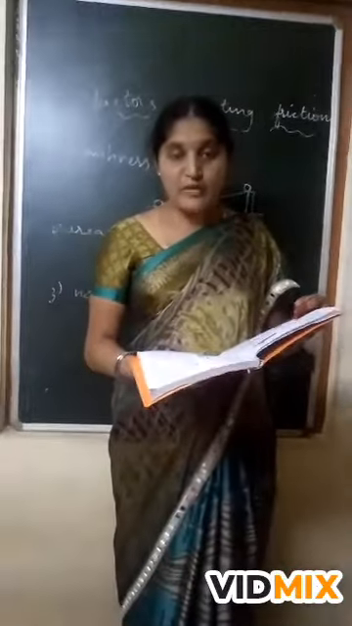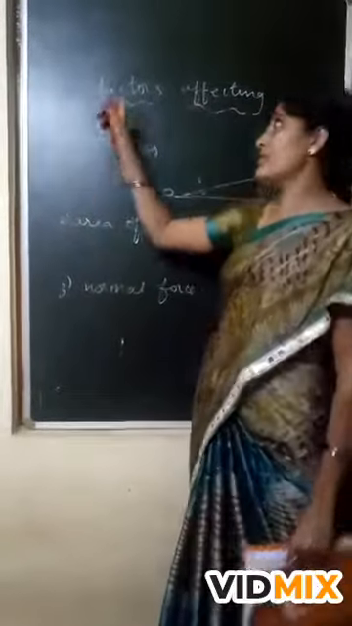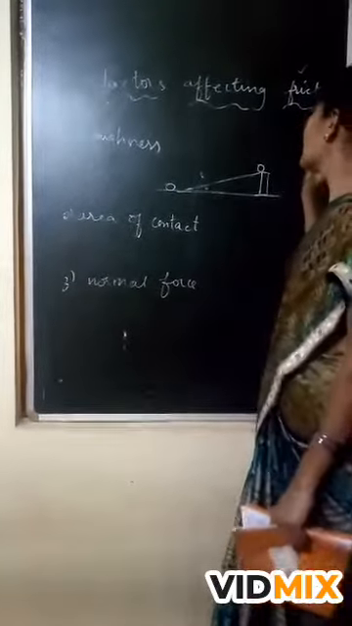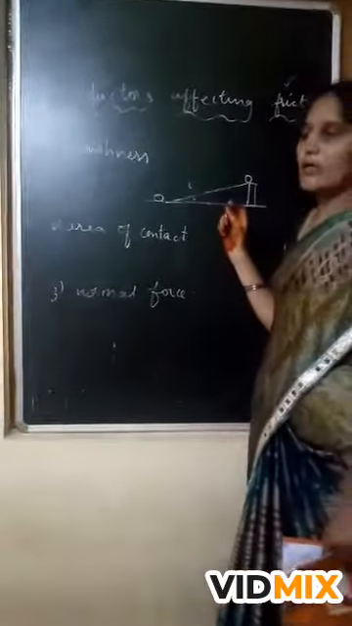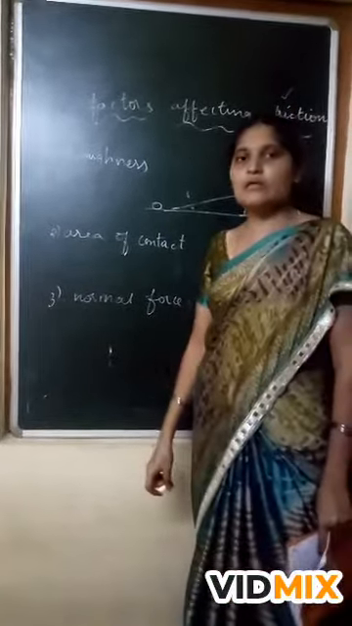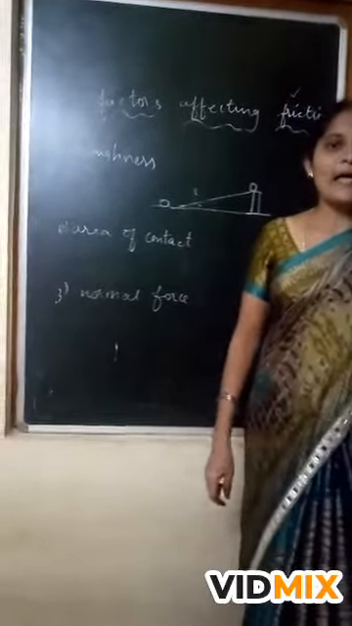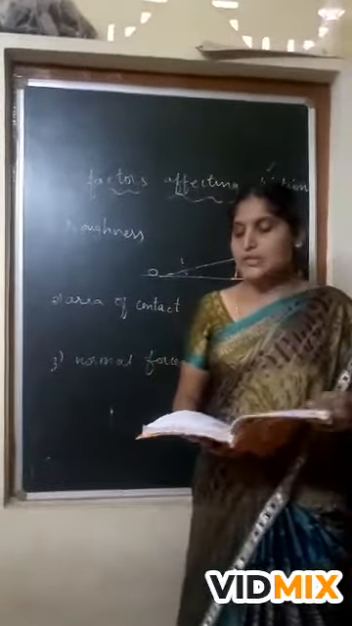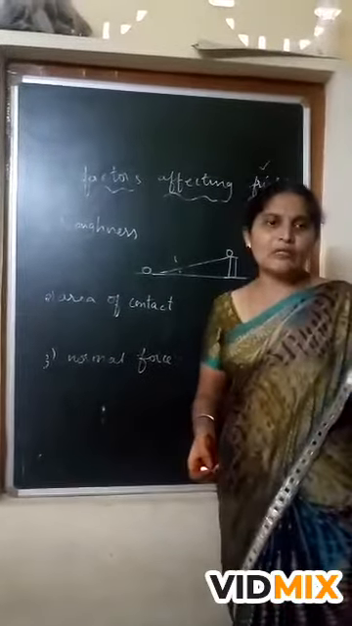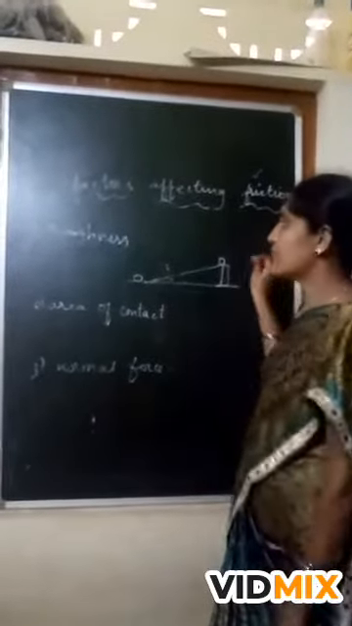Our next topic is from page number 23, that is factors affecting friction. I already told you about friction. Friction is that which opposes the movement of an object on any surface. We have seen some experiments, as friction is very useful to us to do our activities. We have seen many examples, to eat, laugh, write, everything depends upon friction. Now let us see factors affecting friction.